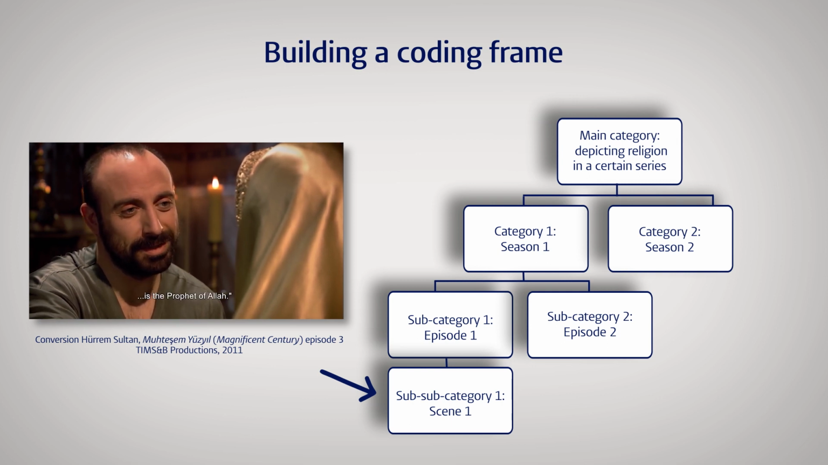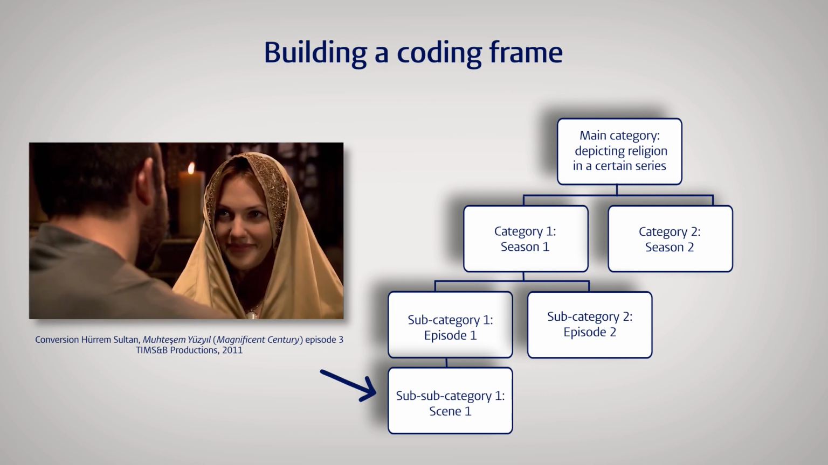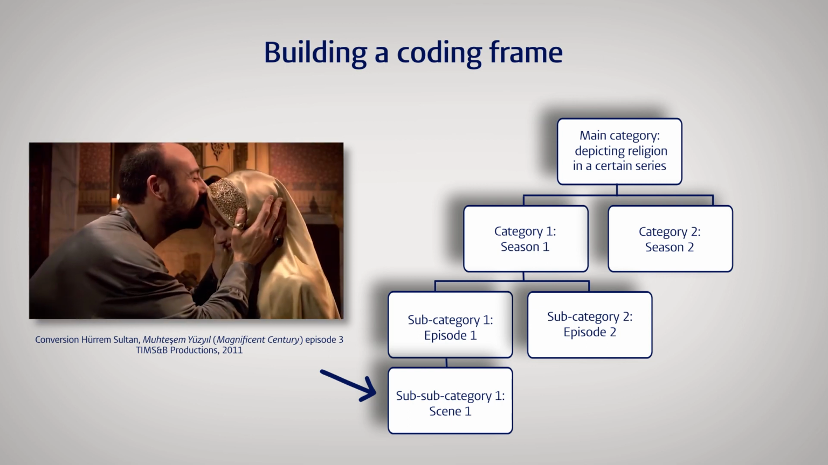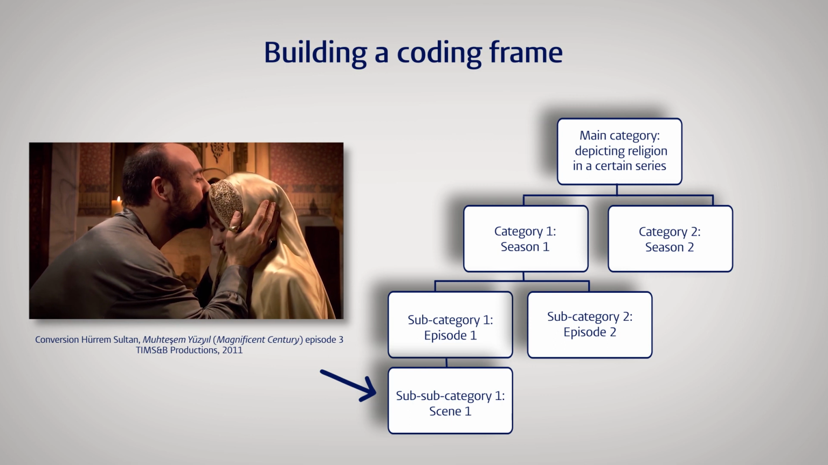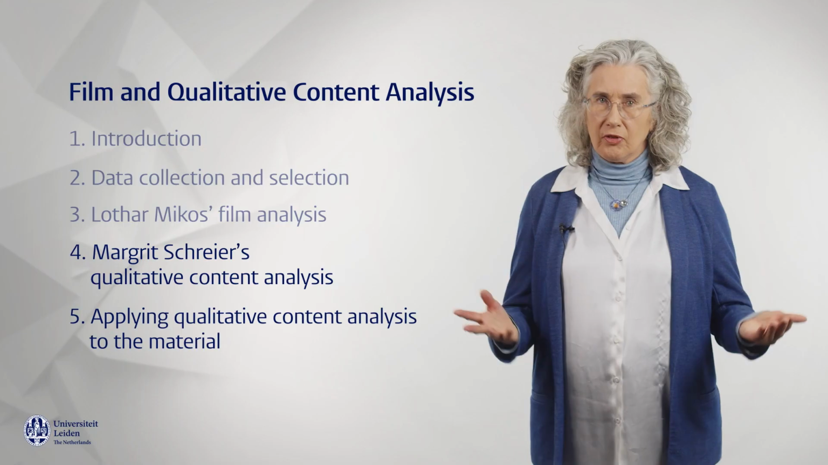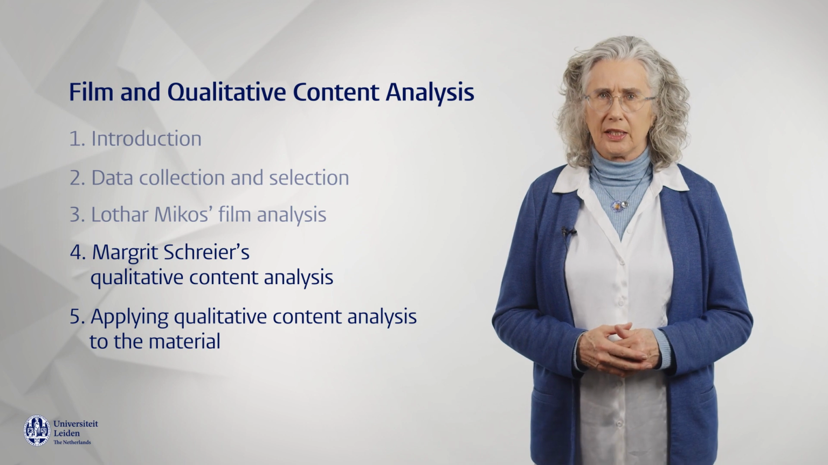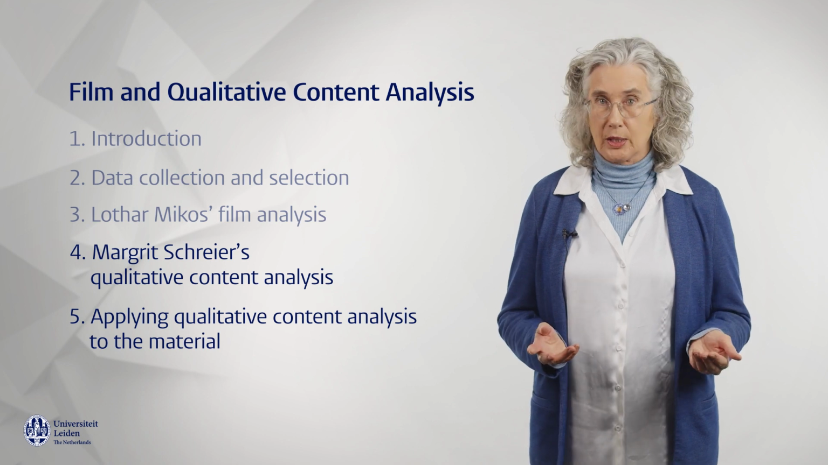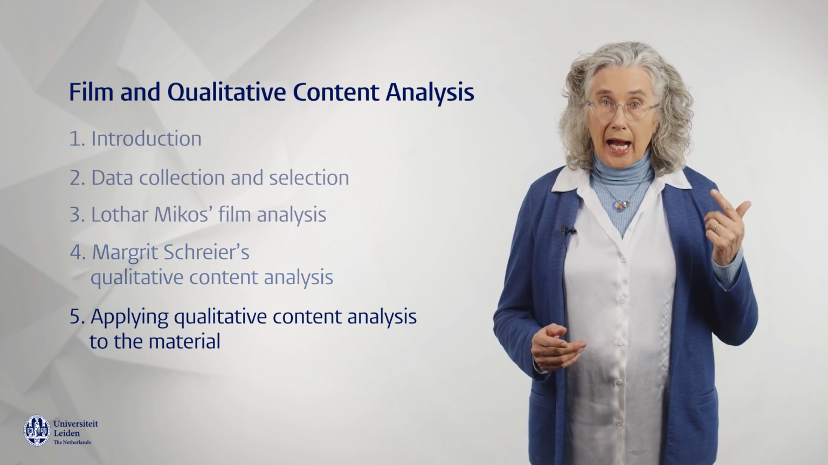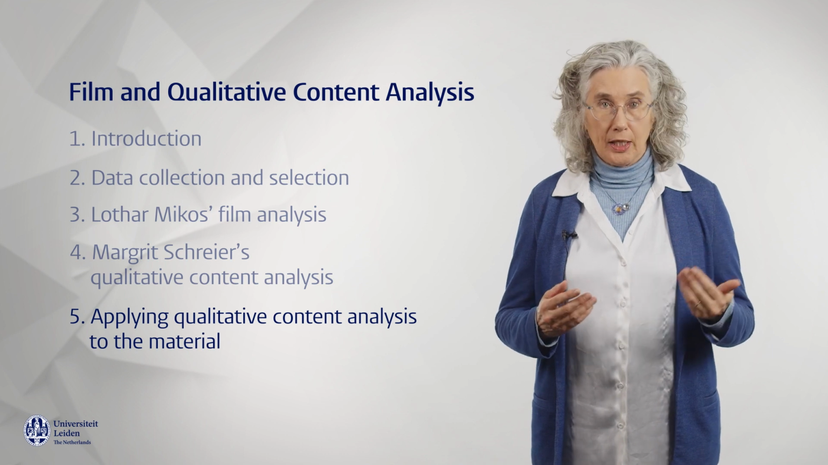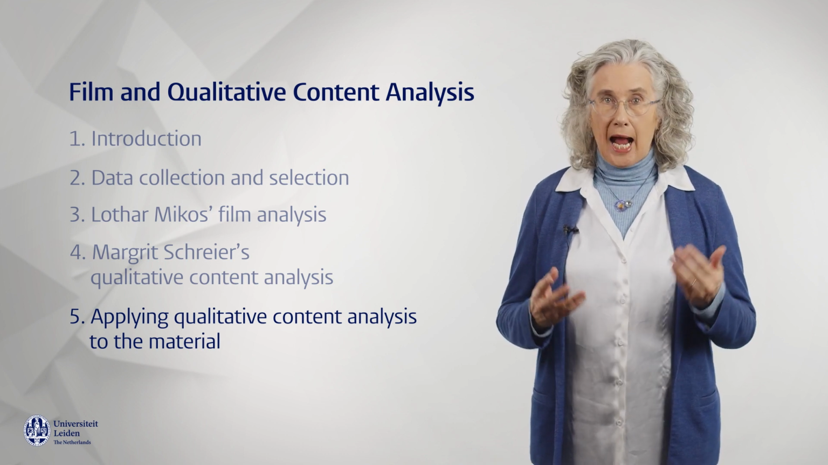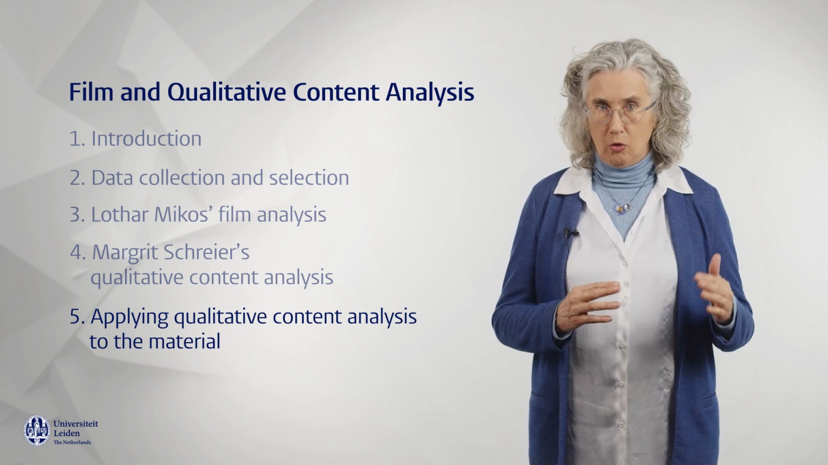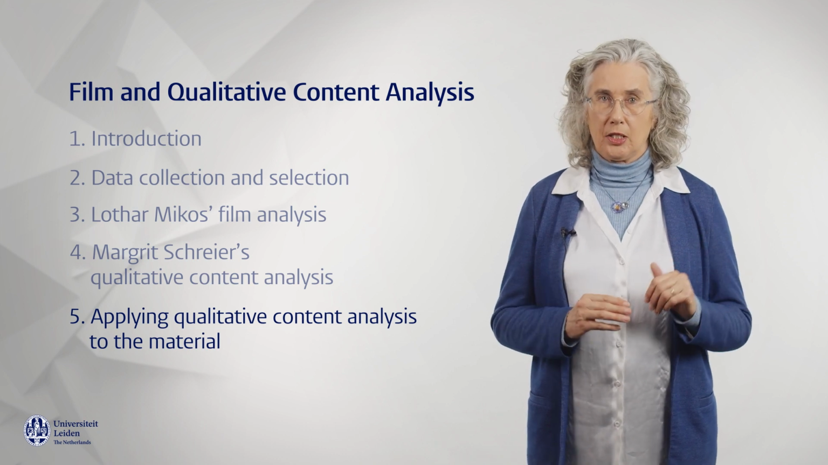Based on these questions, in the next video of the series, I will demonstrate an analysis of the conversion scene of Hürrem Sultan by Sultan Süleyman in the third episode of Magnificent Century. In this video, I explained what qualitative content analysis stands for and how to build a coding frame related to your research question. In the next video, I will demonstrate how you may use a coding frame table in a case study. I will concentrate on an example of my analysis of the lowest category of my coding frame, a scene in which religion is depicted.